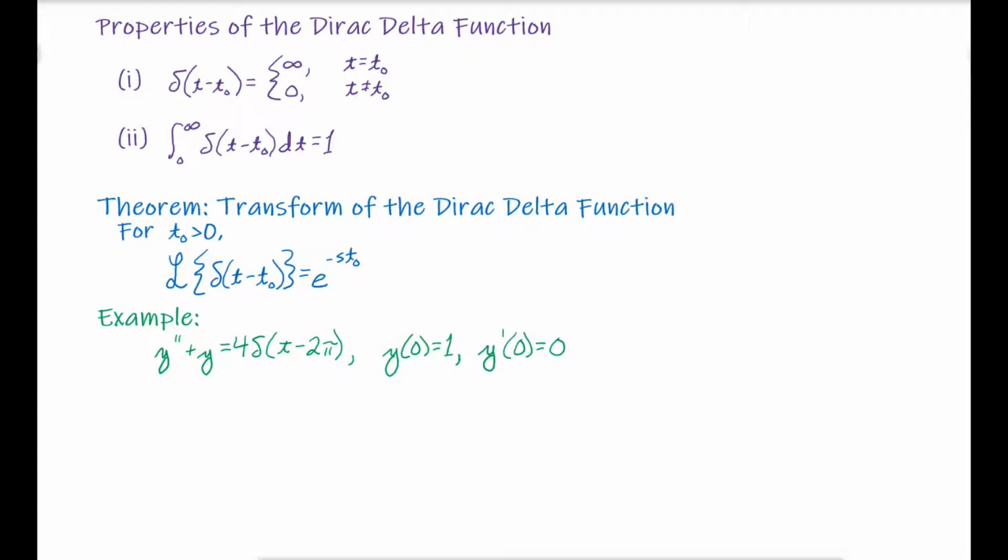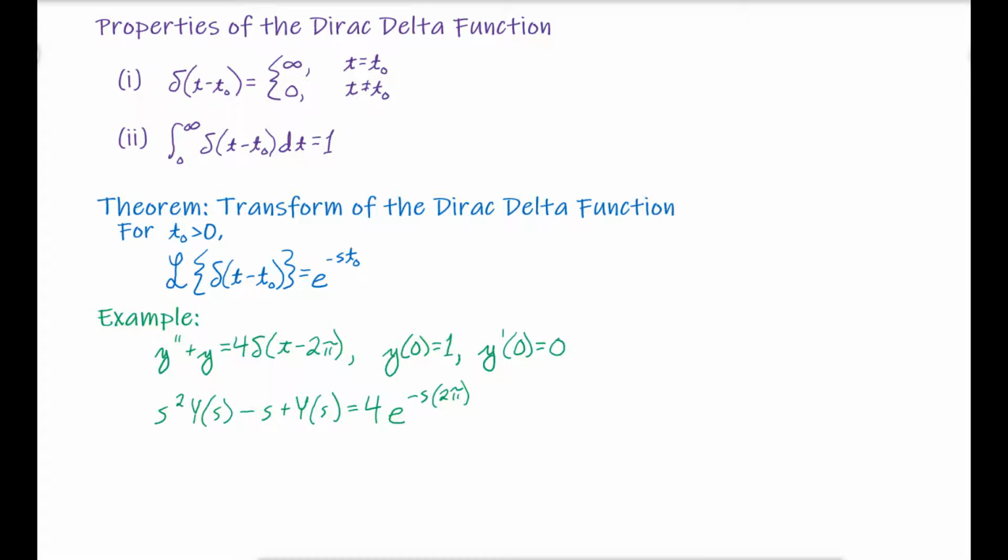So using what we know about the Laplace transform and this new theorem that we've just added, the Laplace transform of our differential equation is going to be s squared capital Y of s, which is the Laplace transform of y, right? Minus s plus capital Y of s. And it's going to equal 4 times the Laplace transform of our Dirac delta function that we have here. And we just learned in our theorem that this is going to be e to the negative s times our initial instant time, which in this case is 2 pi.